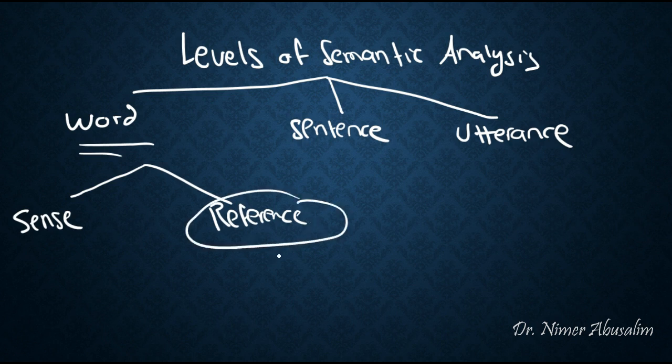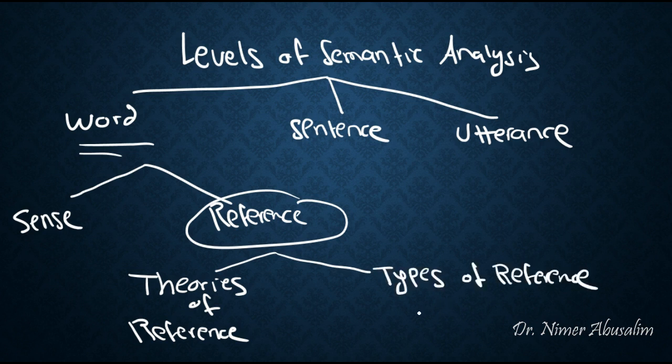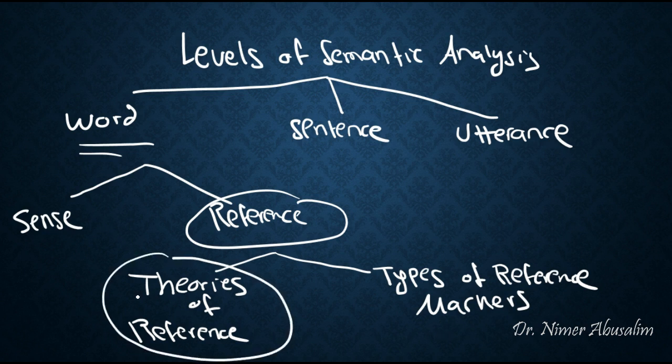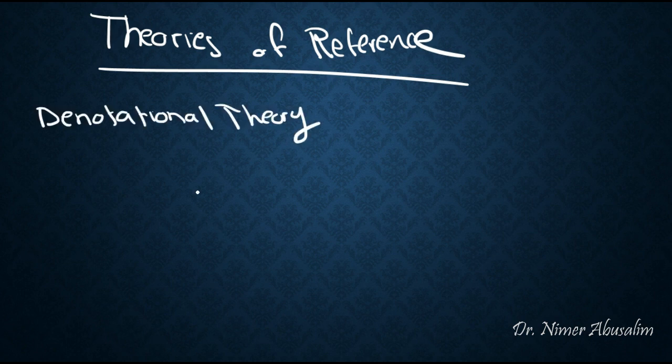There are two main things we're going to talk about. One is general theories of reference. The second would be types of reference or markers of reference. So today let's start with the first part, general theories of reference. Under the general theories of reference, there are two major theories. The first is denotational theory.